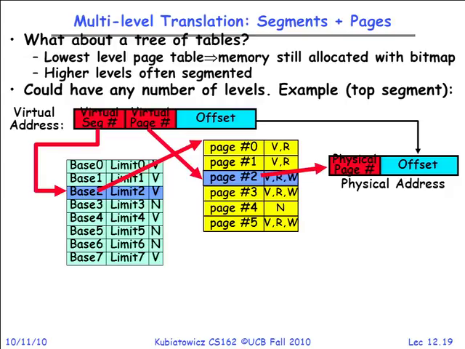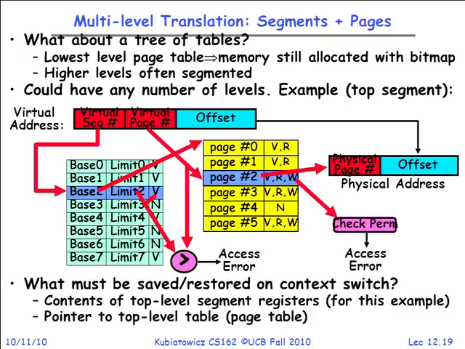And then the last thing is we want to check the permissions, and we could get an access error there too if we try to do a write on a read-only page. Okay. What do we have to save and restore in the context switch? Well, here in this scheme, it's going to be this green thing, because the green thing is kind of the part that's unique to a process here. Okay. Questions?